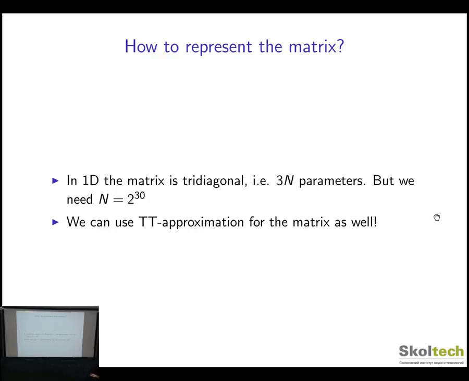And you need to represent the operator. That's actually something that is quite standard in our community, but still, in 1D you have a tridiagonal matrix, right? But this tridiagonal matrix can be huge. It's like 2 to the power 30 or 2 to the power 40. So 3n parameters is not something that we can afford. But we can use approximation for the matrix as well.